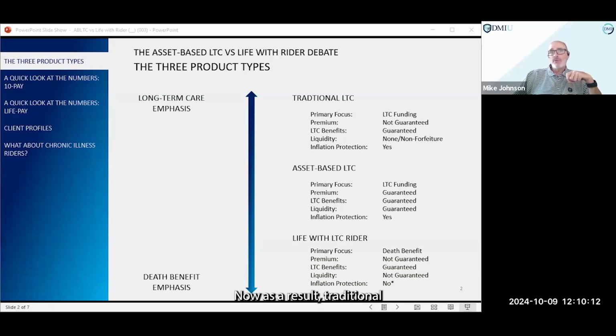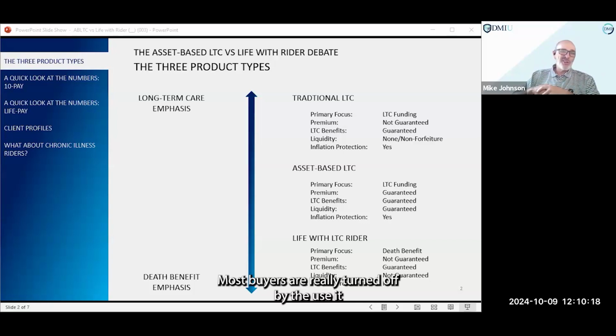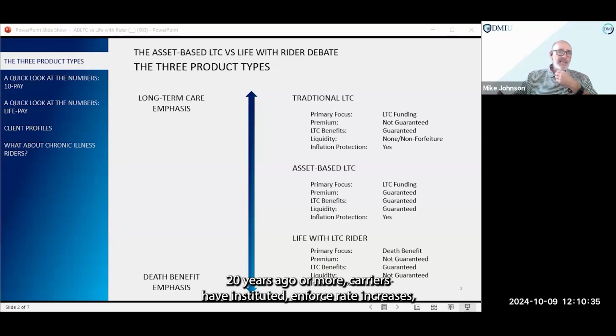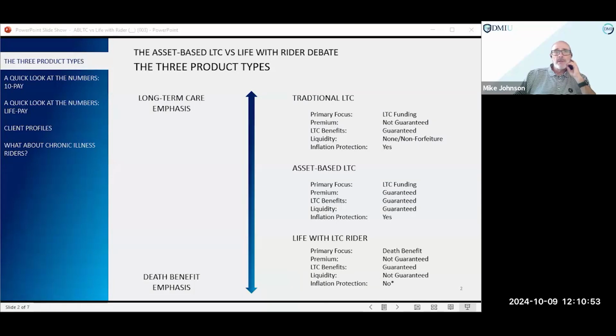Now, as a result, traditional long-term care insurance sales continue to lag. Most buyers are really turned off by the use it or lose it nature of traditional long-term care insurance, and they take offense to those rate increases. And also, long-term care insurance policies that were sold 20 years ago or more, carriers have instituted in-force rate increases on their books of business. So it's really no surprise that traditional long-term care has fallen out of favor, making ABLTC that preferred option in most cases if coverage is the primary focus of the insurance.